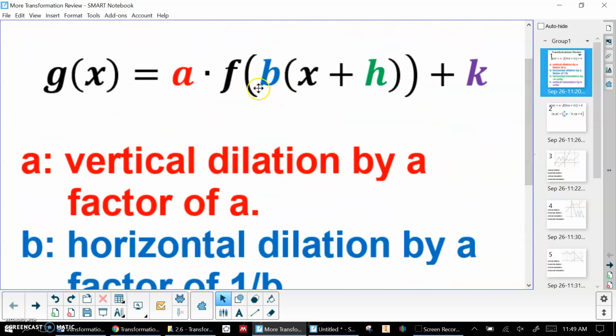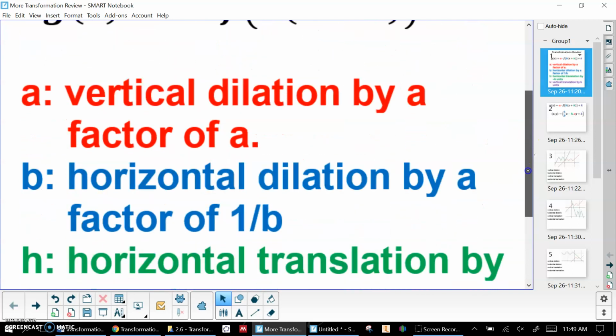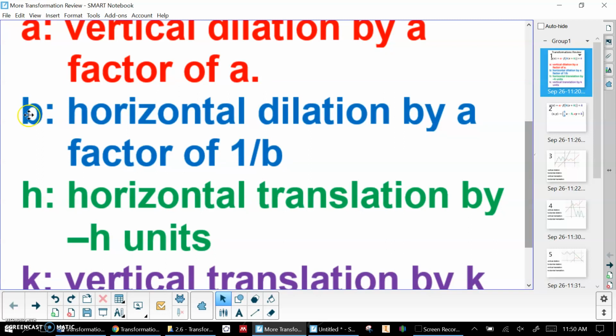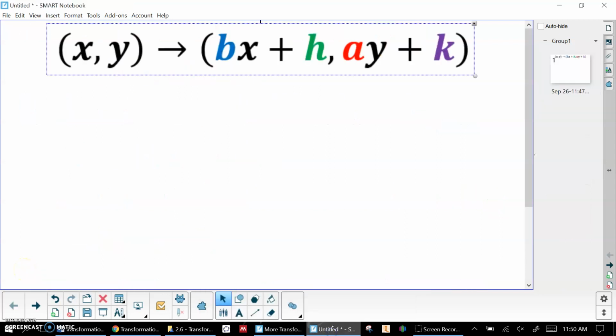But these B and H values seem to have this weird behavior, where B is a horizontal dilation by a factor of 1 over B, and H is a horizontal translation by negative H units. And so these two seem like they have an inverse relationship. What's going on there? The answer is there's a very good reason for this, and it's actually the A and the K that are the ones that are backwards. So let's go ahead and take a look.